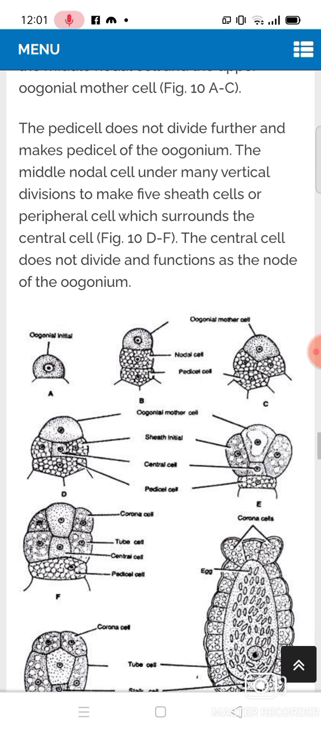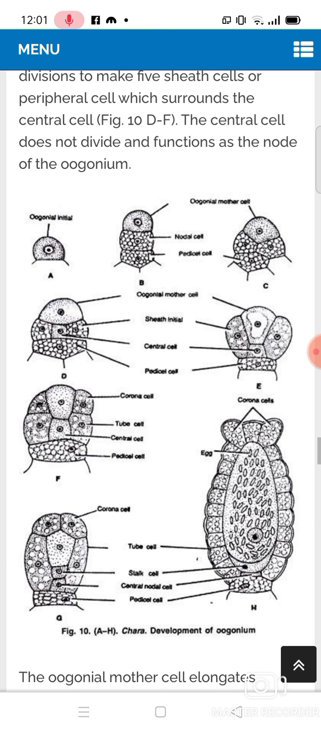In diagrams D and F, you can observe the division of the internodal cell. The central cell does not divide, and it will function as a node of the oogonium.